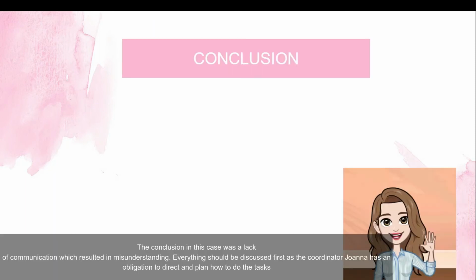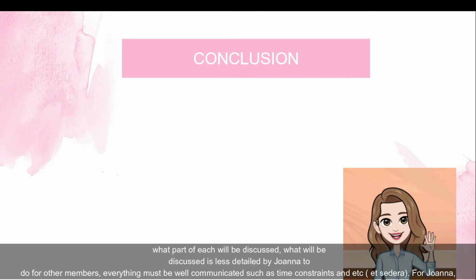The conclusion in this case was a lack of communication, which resulted in misunderstanding. Everything should be discussed first, as the coordinator Joanna has an obligation to direct and plan how to do the task. What part each person will do should be discussed in detail by Joanna for the other members. Everything must be well communicated, such as time constraints and so on.